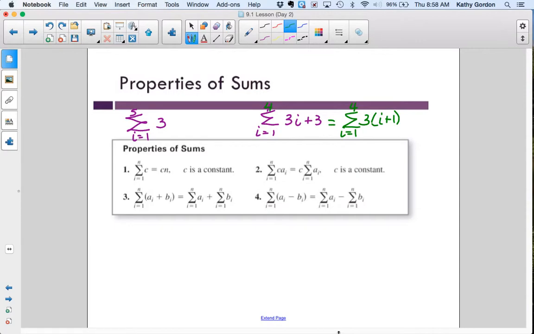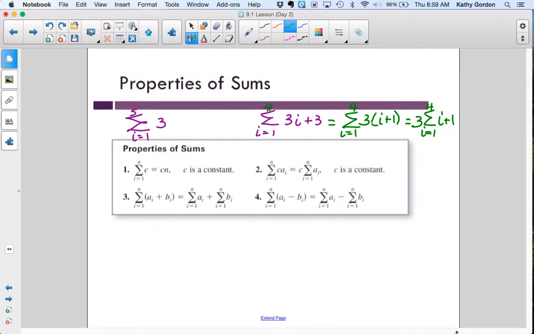And because it's now a constant out in front of that expression, we could go one more step and say, instead of having to multiply 3 by this thing all of these times, I could just take 3 out in front, figure out what the sum of all of the terms of i plus 1 are, and then take that answer times 3, and I'll get the same answer. That's what that property's saying.